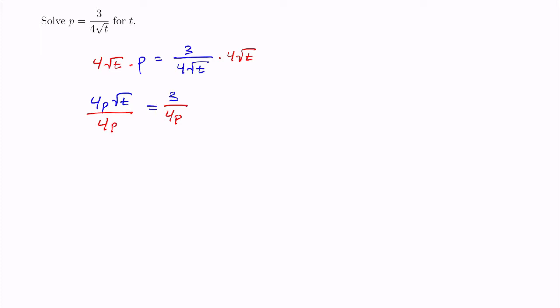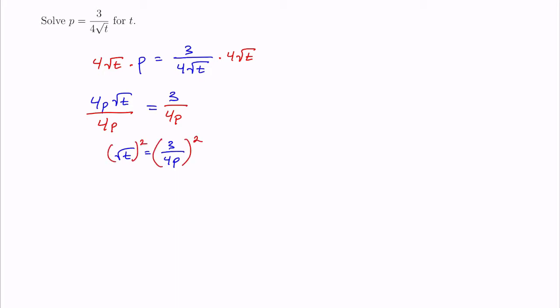By dividing both sides by 4p, we will be left with the equation root t equals 3 over the quantity 4p. At this point, we have isolated the radical term. Now what we need to do is remove the radical by using the opposite operation. Since we are dealing with a square root, we will use the operation of squaring. Squaring a square root will cancel out the square root.